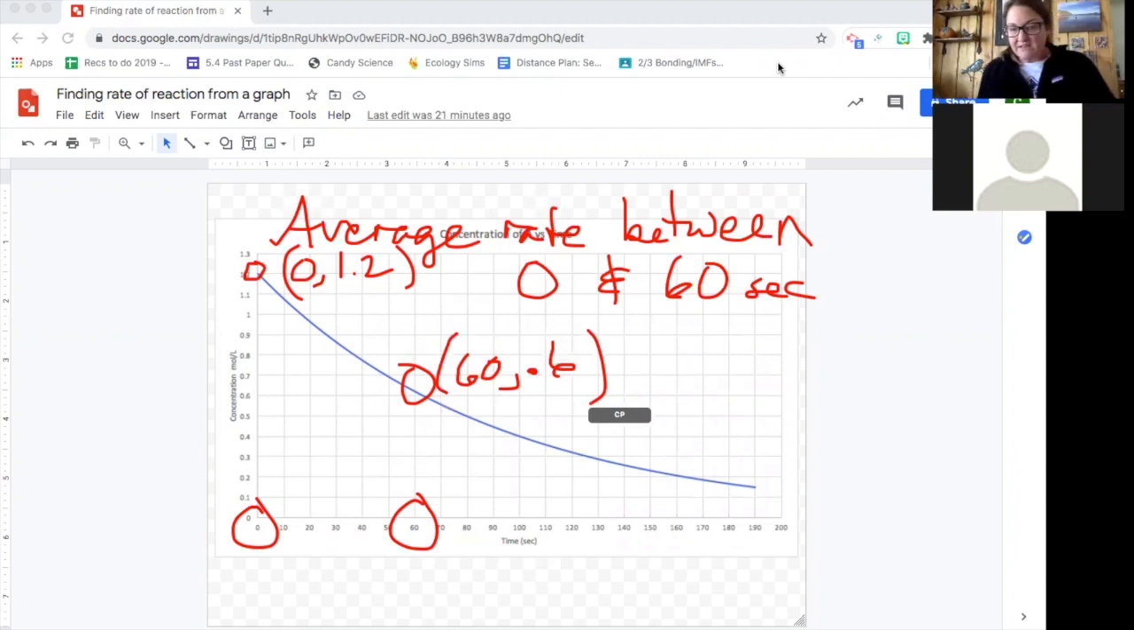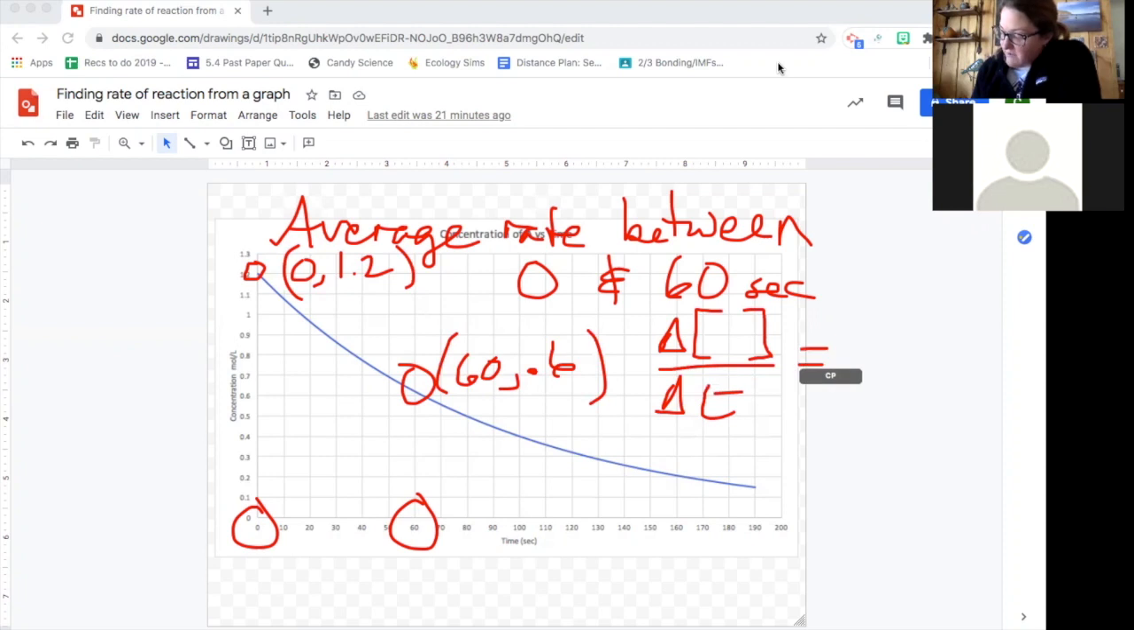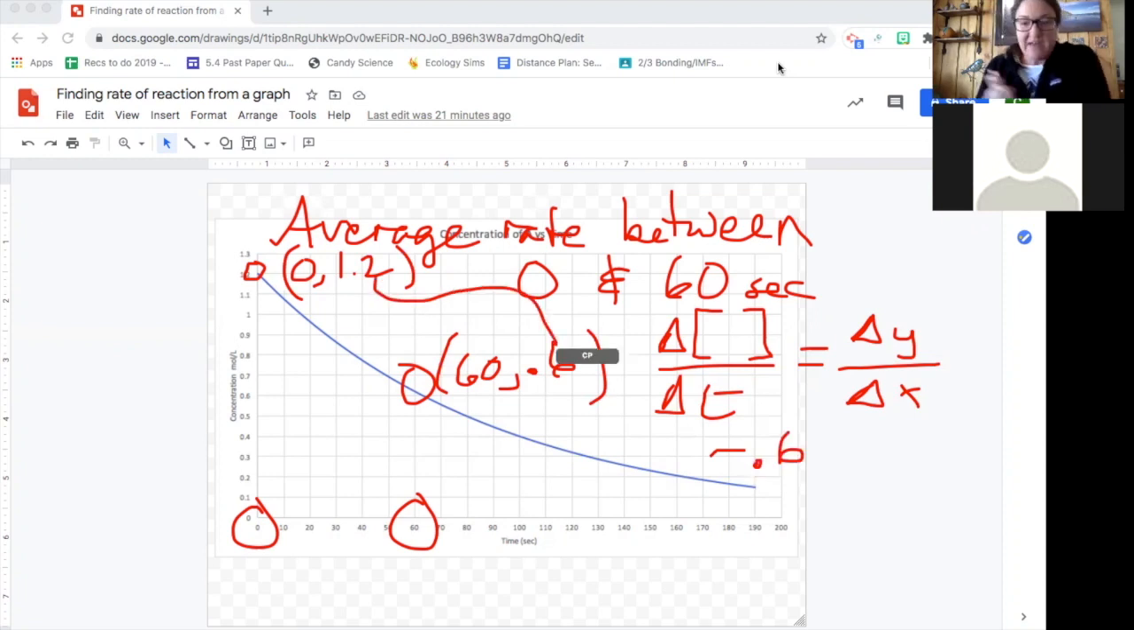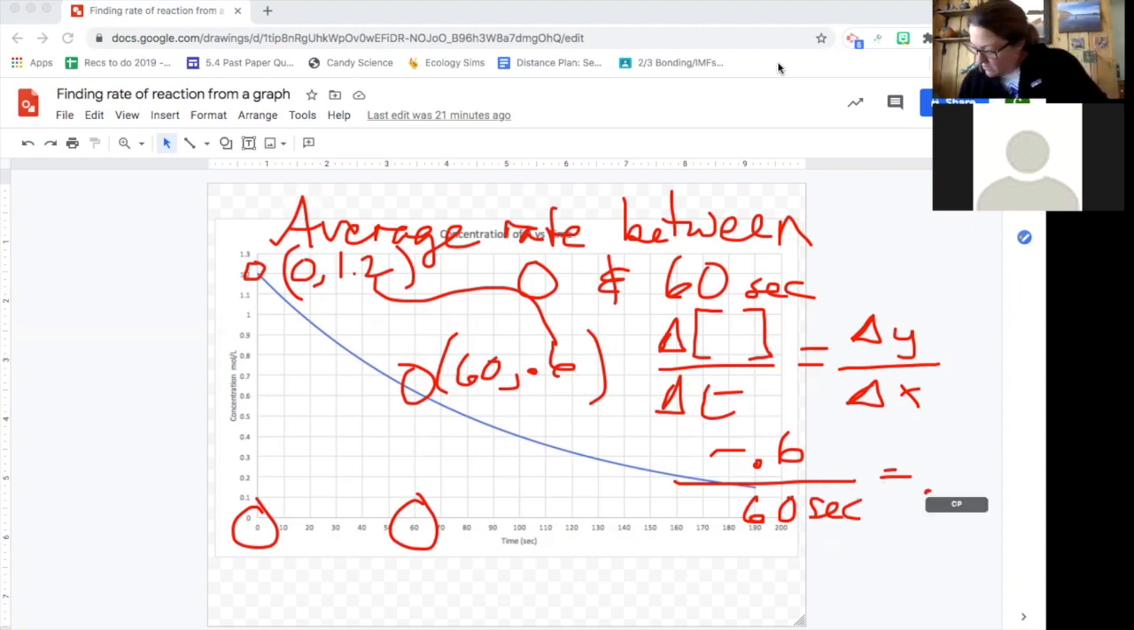The average rate is going to be the slope of this graph, because that will give me the change in concentration over the change in time, which is also going to be equal to the change in y over the change in x, or the slope between these 2 points. So my change in y is negative 0.6, being the difference between those values. And the change in time is 60 seconds. Dividing 0.6 by 60 will give me 0.01.